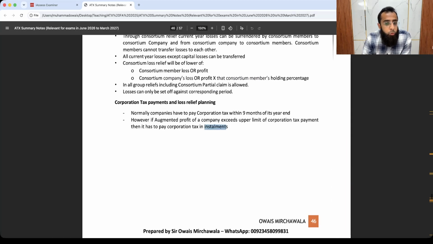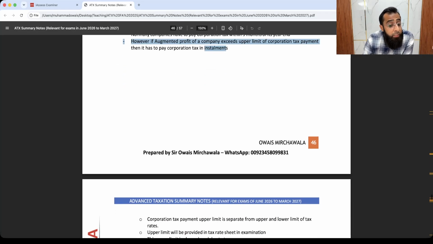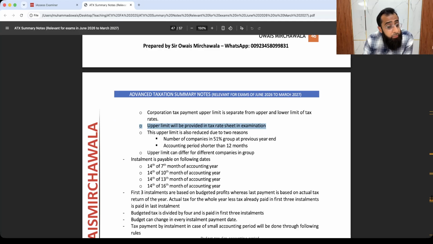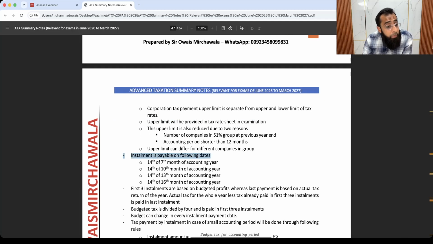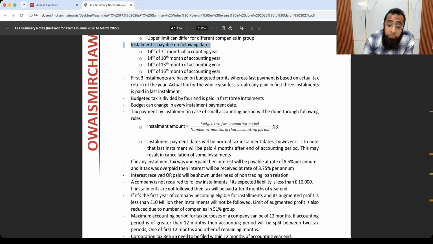Normally companies have to pay tax within 9 months, but if augmented profit exceeds the upper limit, then corporate tax has to be paid in installments. The upper limit is 1.5 million. It will be provided in the tax rate sheet. That is the installment concept. But if it is the first year the company becomes eligible for installments and its augmented profit is less than 10 million, then there is a waiver option also in the first year.